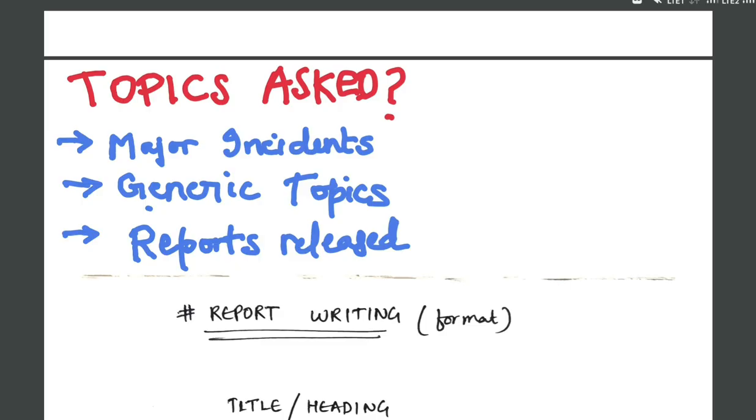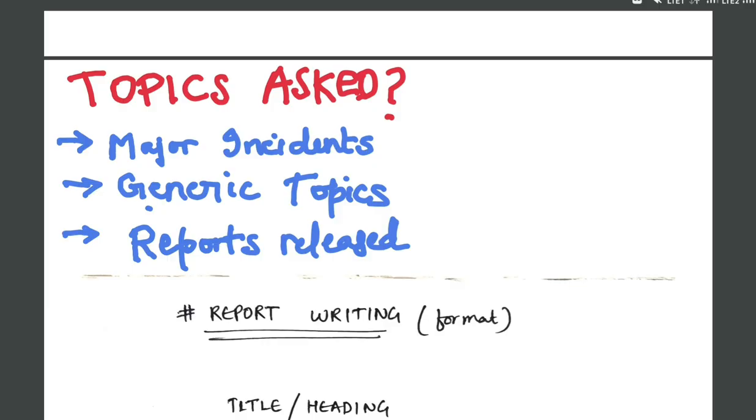These are the major incidents, and there are a few generic topics also, such as air quality index, which comes up every year, then urban flooding, which is happening very frequently. So you'll have to prepare a good report on these topics. And then reports released, such as the SIPRI report on arms import and arms export, then the SDG report. Such topics are asked very often. So we'll have to prepare these topics very nicely.